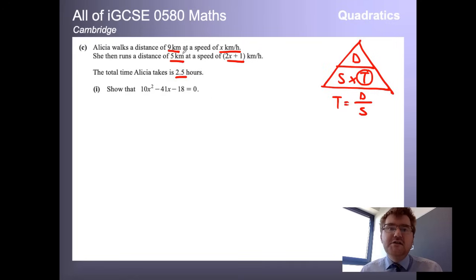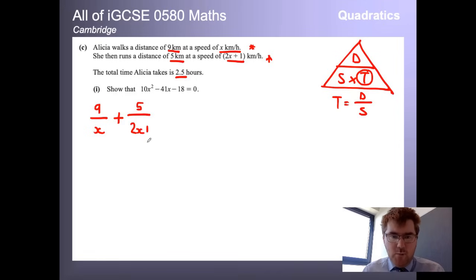So what we're going to do here is work out the time taken for the first part, the walking, and then the second part, the running. So if we look at the first part here, distance over speed, well, that's going to be equal to 9 over x, because 9 represents our distance, x represents our speed. Then we're going to add on the running part. So the running part, time taken, is distance, which is 5, over the speed, which is 2x plus 1.